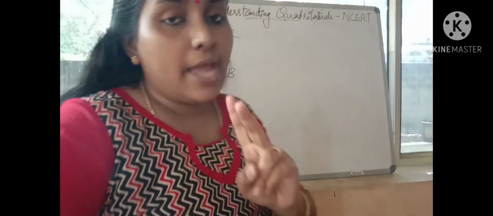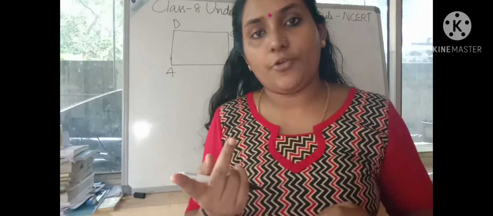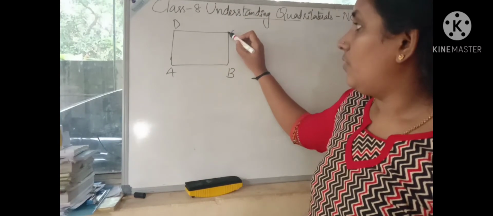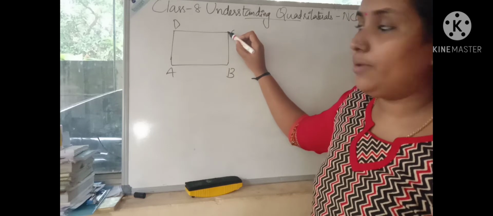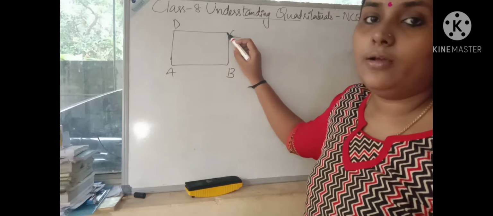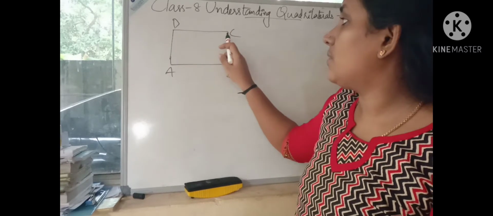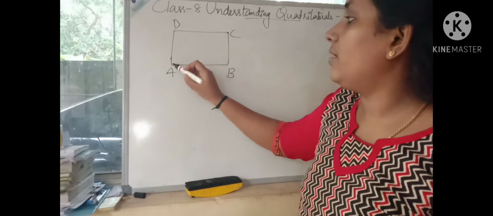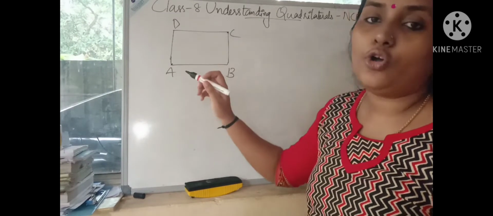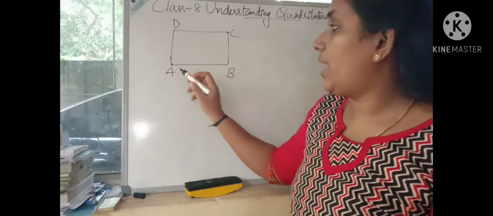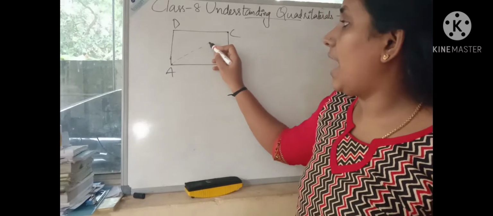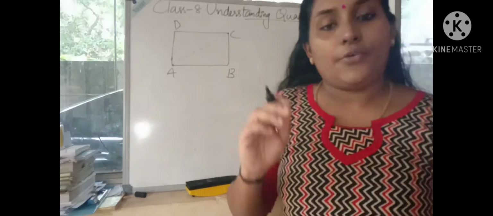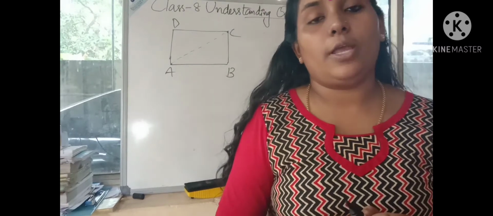A diagonal is a line segment which connects two non-consecutive points, right? So this is a consecutive point. Okay, non-consecutive point means we will not take this point and this vertex. Just take this one and this one. These are non-consecutive points. Okay, and we are drawing a line segment. Joining these points, we will get a diagonal of the rectangle.